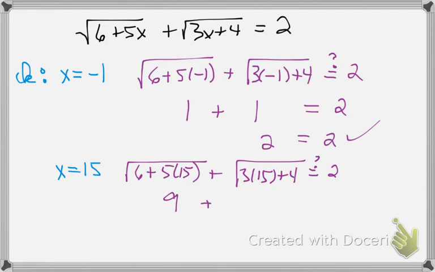3 times 15 is 45, right? 30 and 15 is 45. 45 plus 4 is 49. The principal square root of 49 is 7. Nope. 9 plus 7 is 16, which is not the same.